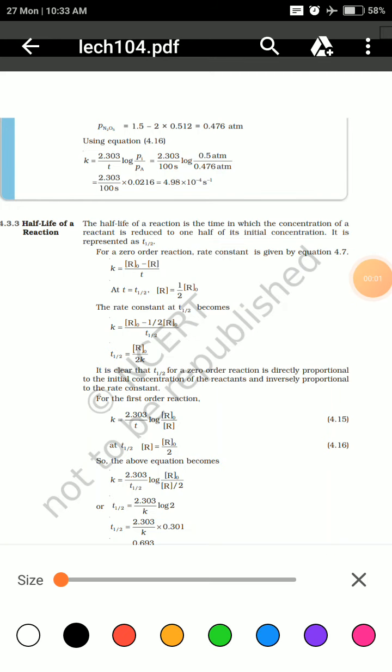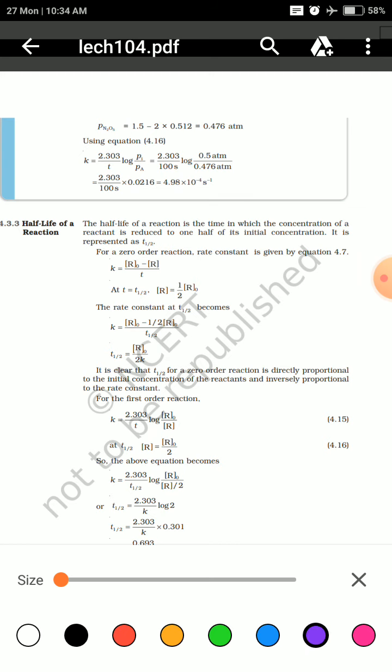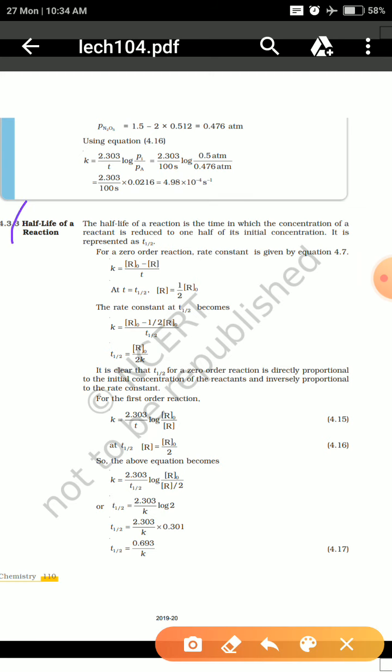Hello everyone, welcome to the new class of chemistry. After the previous class, we discussed the integrated rate equations of zero order and first order reactions, their derivations, as well as the graphs related to them. Today in class we will discuss an important topic: half-life of a reaction.